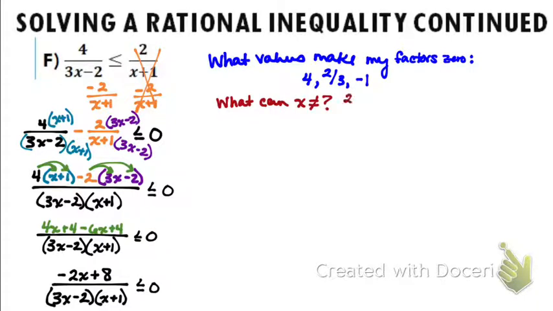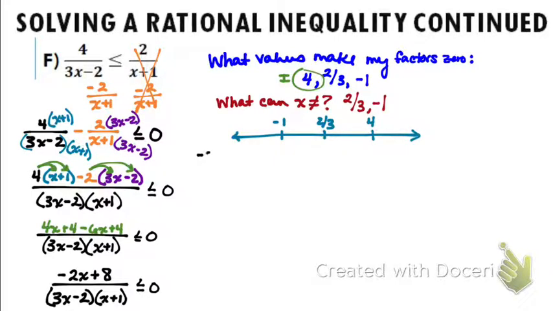Yes. 2/3 and -1. That's going to be important. So the only one that's included is this 4 for that or equal to part. I'm going to draw my number line. Which thing should go first on the number line? -1. So I have -1. I have a +2/3. I have a +4. I need all of my factors, -2x plus 8, 3x minus 2, x plus 1, and then I need a row for my result.